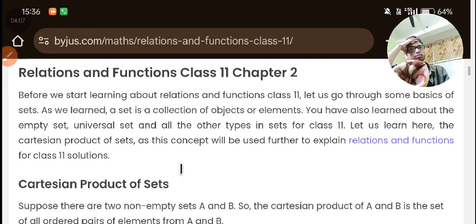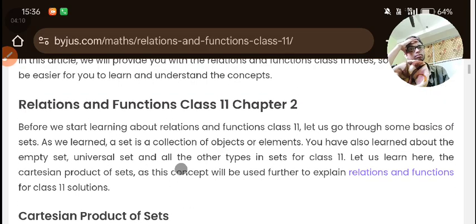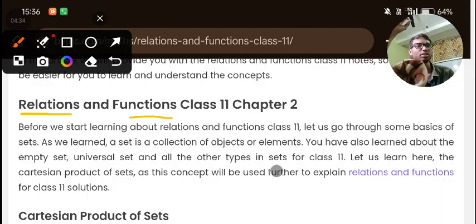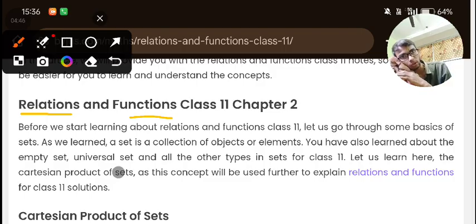Relation and functions. It is taught in class 11, and this is the second chapter we know. Before we start learning about relation and function class 11, let us go through some basics of sets. As we learned, a set is a collection of objects or elements. You have also learned about the empty set, universal set, types of sets, and all the other types in sets for class 11.